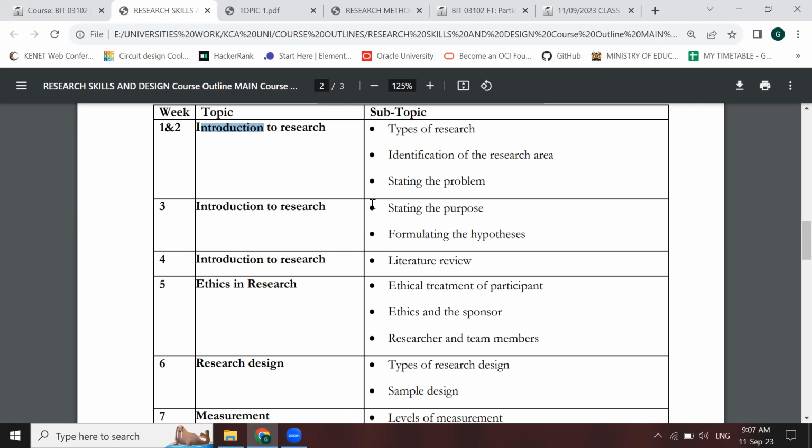Then ethics in research. Of course, as a researcher, there's a way you're supposed to conduct your research, how you're supposed to carry yourself in the entire process. I'll guide you on the same.